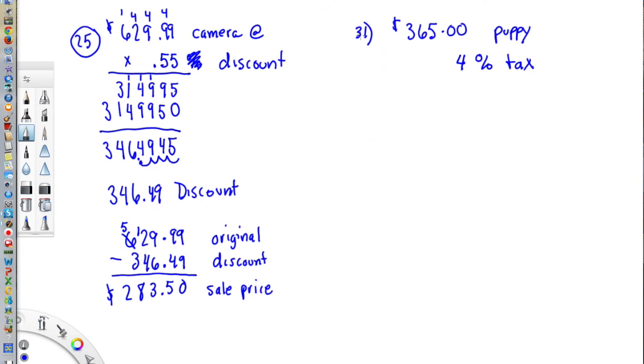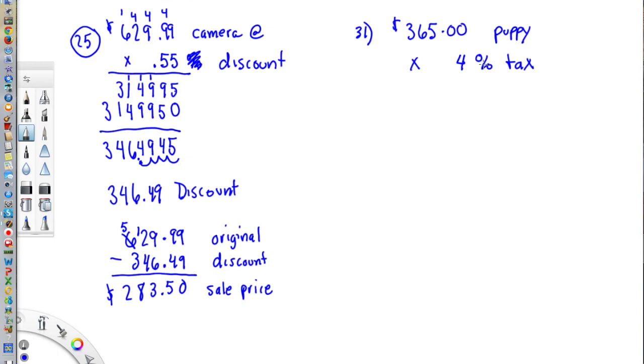Let's take a look at number 31. This time we have a puppy. That's $365, and there's a 4% sales tax. Okay, so the first thing we need to figure out is what the tax is. We know that it is 4% of 365, so once again we're multiplying.